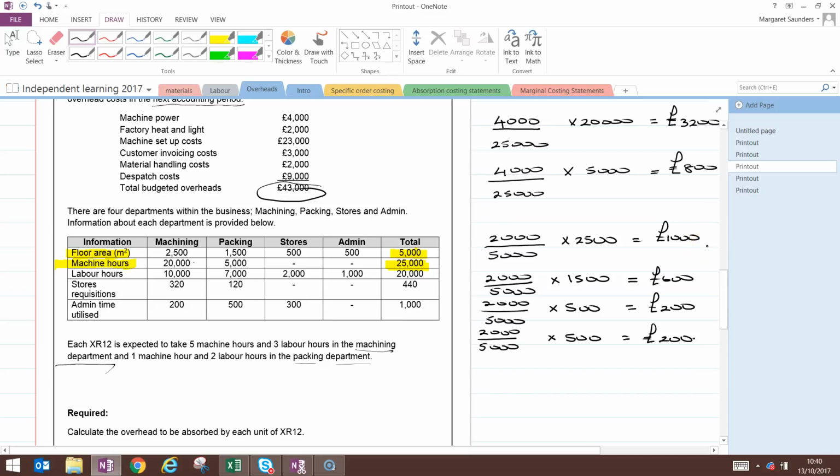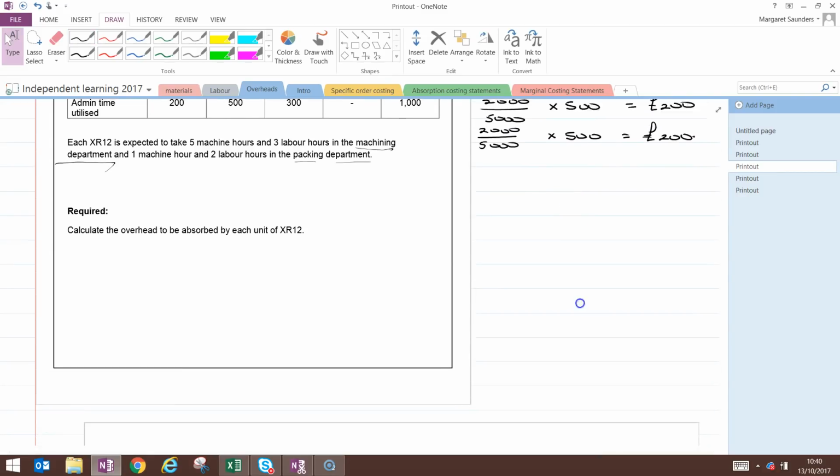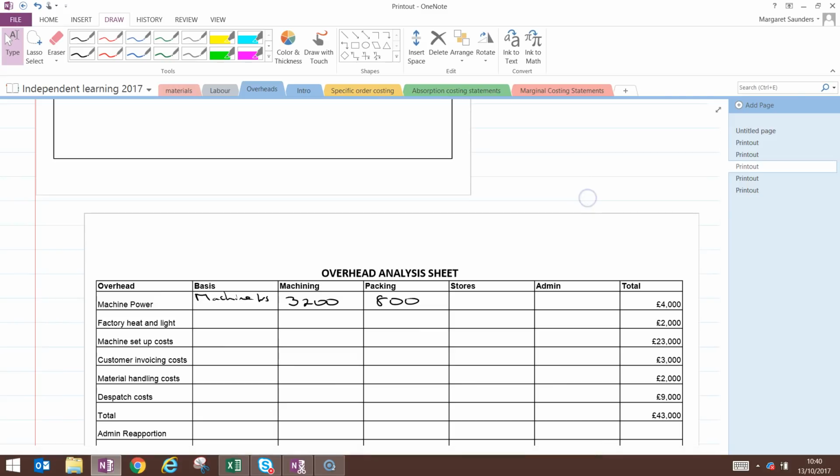So I'm now going to put those figures into the overhead analysis. So it's £1,000 for machining, £600 for packing, £200 for stores, £200 for admin, and the basis we used, floor area.